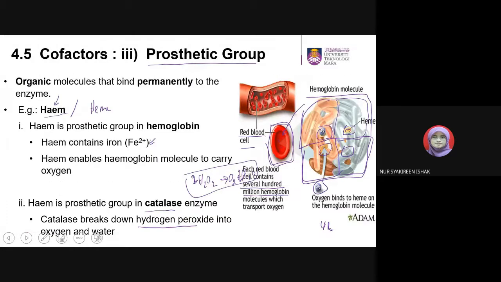Okay, so far do you have any question on cofactors? Okay, if there's no question, I hope you understand.